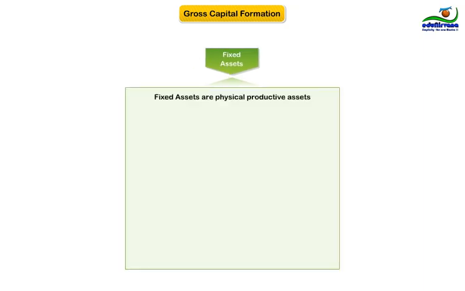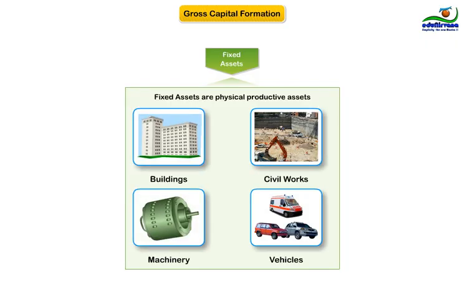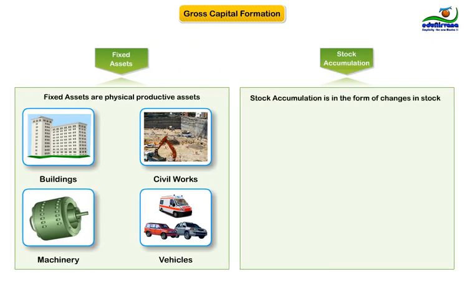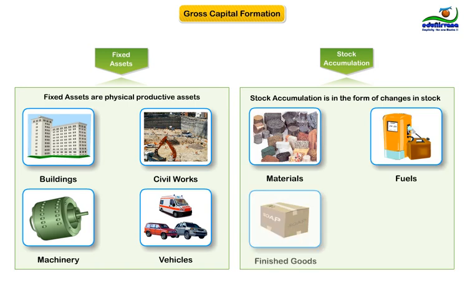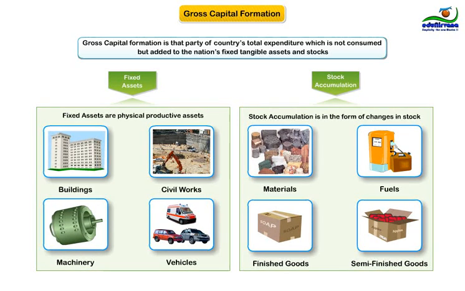Gross capital formation consists of the acquisition of fixed assets and the accumulation of stocks. Fixed assets are physical productive assets, examples of which are buildings, civil works, machinery, vehicles, etc. The stock accumulation is in the form of changes in stock of raw materials, fuels, finished goods, and semi-finished goods awaiting completion. Thus, gross capital formation is that part of a country's total expenditure which is not consumed but added to the nation's fixed tangible assets and stocks.